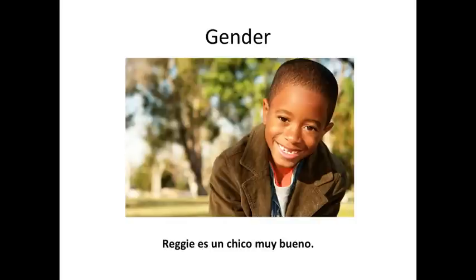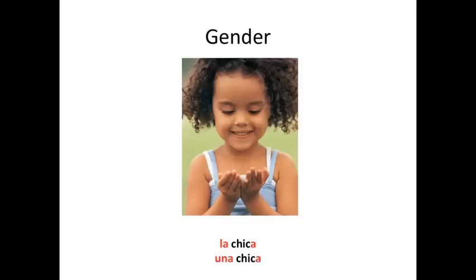If you'll take a look, the word chico ends in the letter O. Most nouns that end in O are masculine in Spanish. Most masculine nouns end in the letter O. For example, the word chico. If we're talking about a girl, we would say la chica. La chica. Notice how it's different. First of all, it ends in the A. Most feminine nouns end in the letter A.